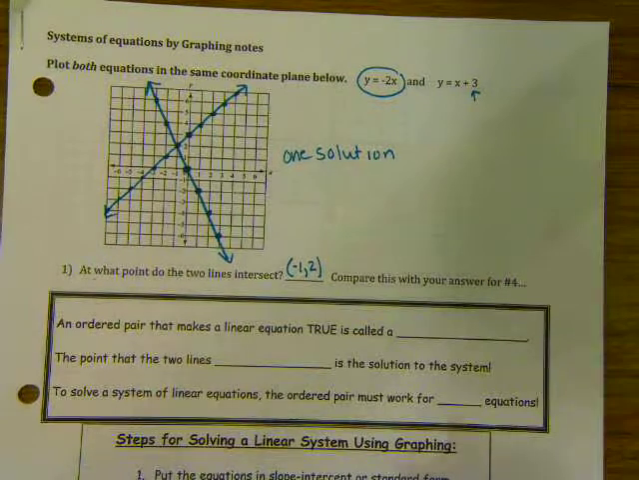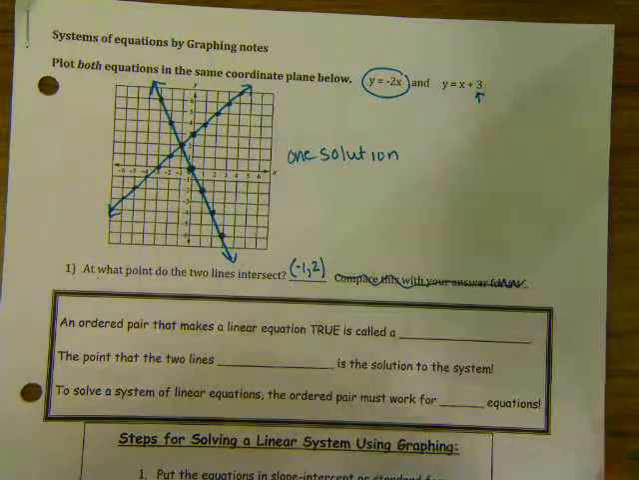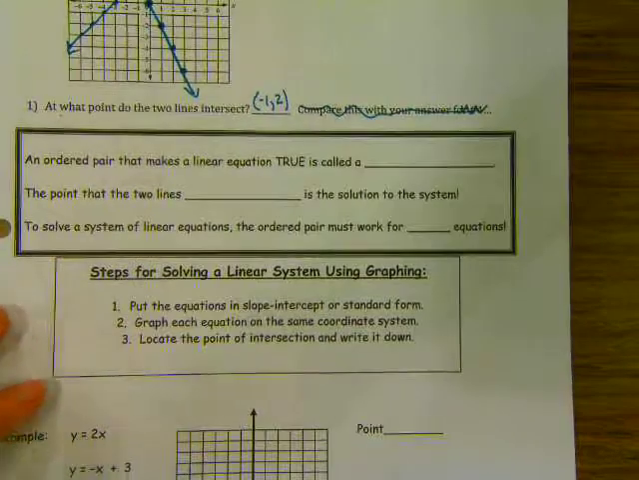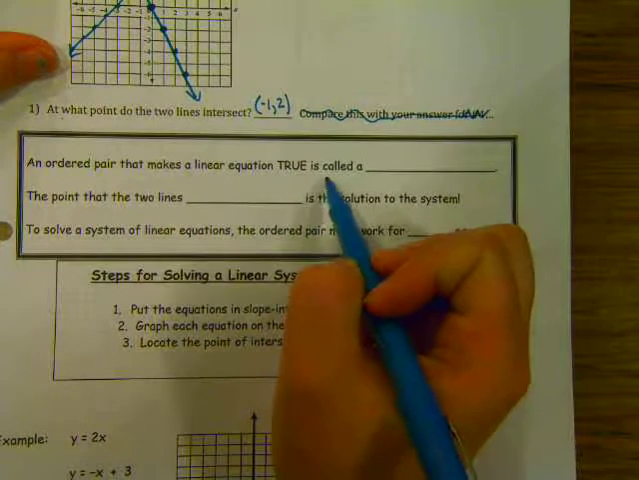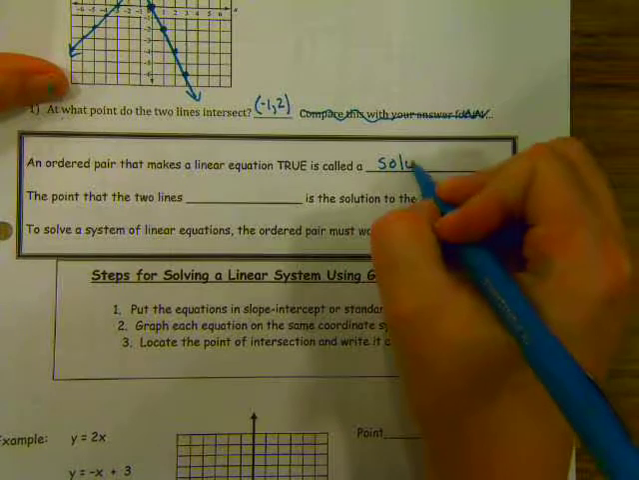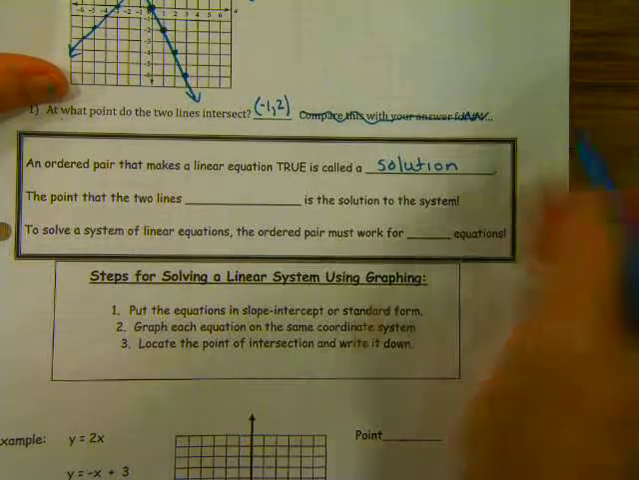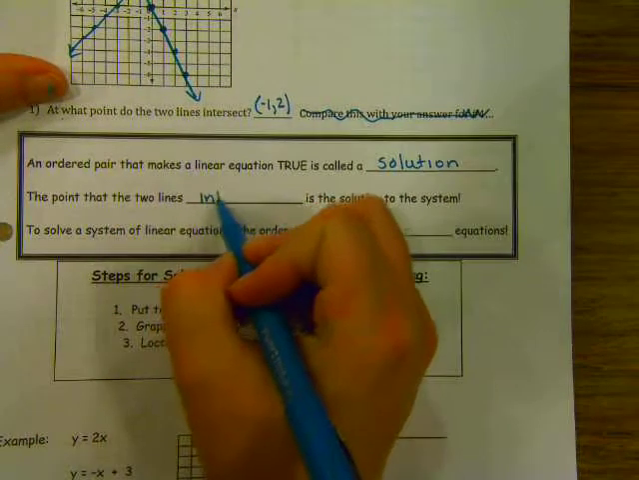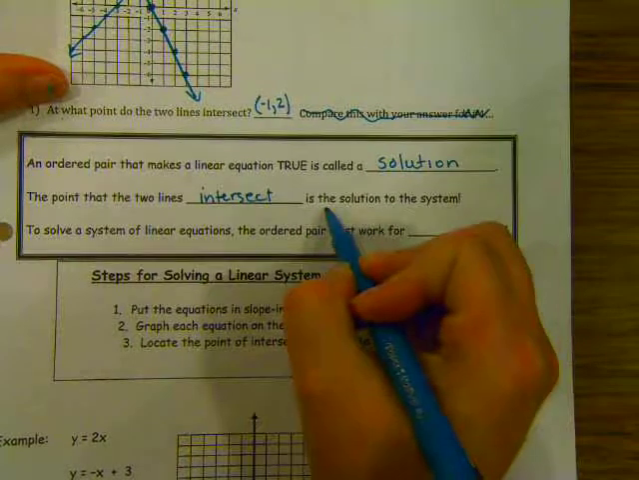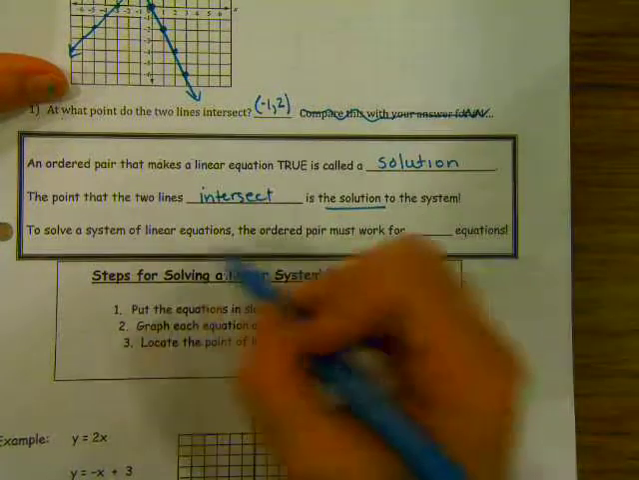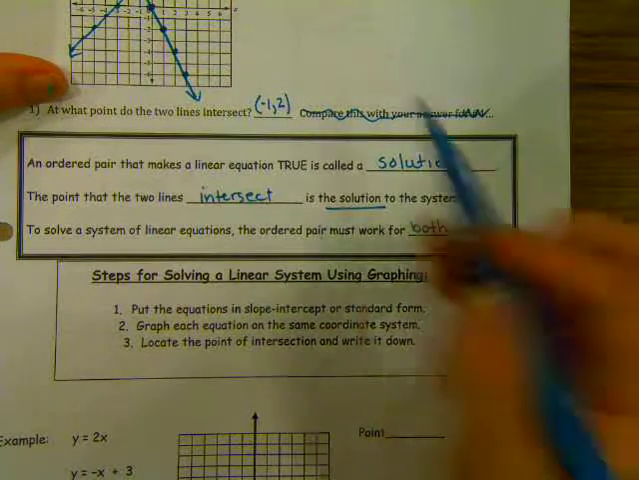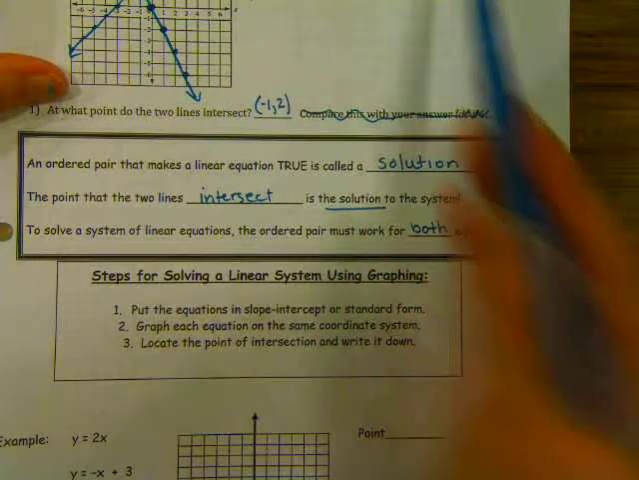Okay? And don't worry about this whole comparing thing. So let's recall here. This isn't the first time you've done these systems of equations, but by graphing, your goal is to try to graph both. It says an ordered pair that makes a linear equation true is called a solution. So like there, they intersected, we call it one solution. The point that the two lines intersect, again, just reiterating that, is the solution to the system. To solve a system of linear equations, the ordered pair must work for both equations. So you should be able to plug the two numbers into both equations and it works.